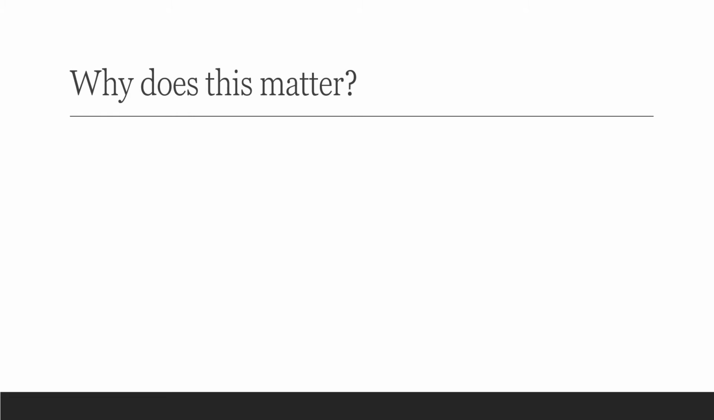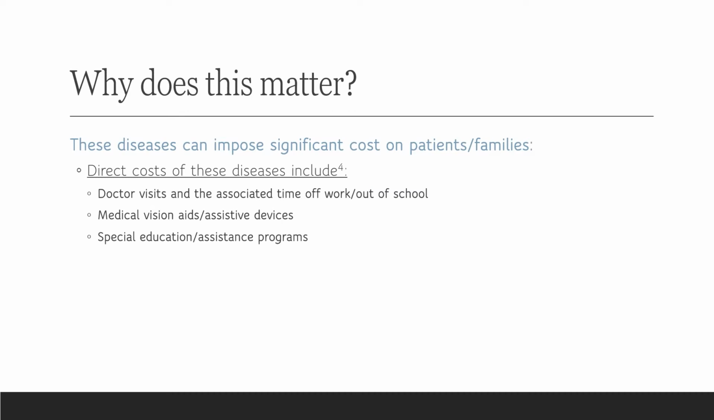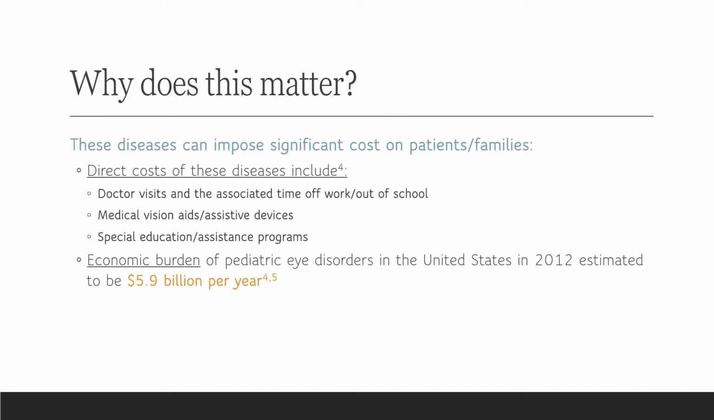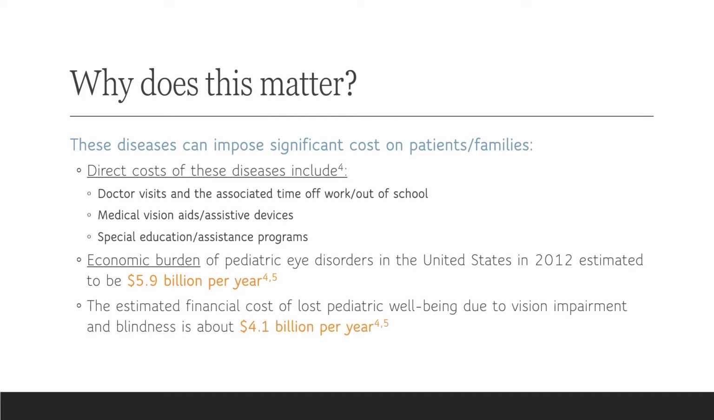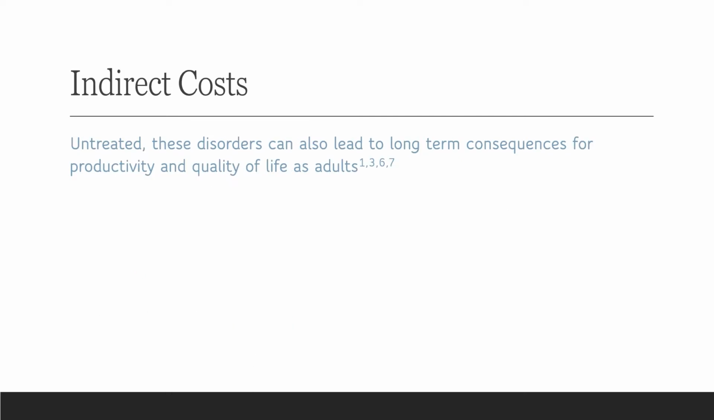So, why does this all matter? These diseases can impose significant cost on patients and their families. Direct costs of these diseases include doctor visits and the associated time off from work or out of school, medical vision aids and assistive devices, as well as special education and assistance programs. In 2012, the estimated economic burden of pediatric eye disorders in the United States was about $5.9 billion per year, and the estimated financial burden of lost pediatric well-being due to vision impairment and blindness was about $4.1 billion per year.